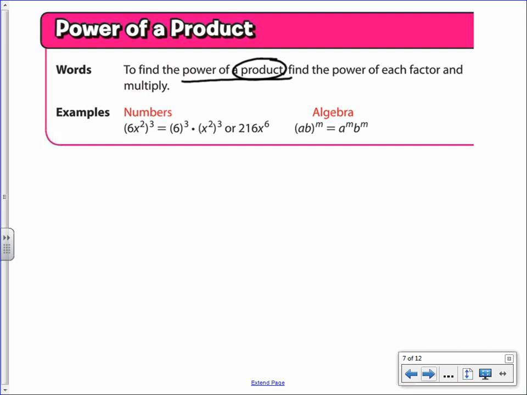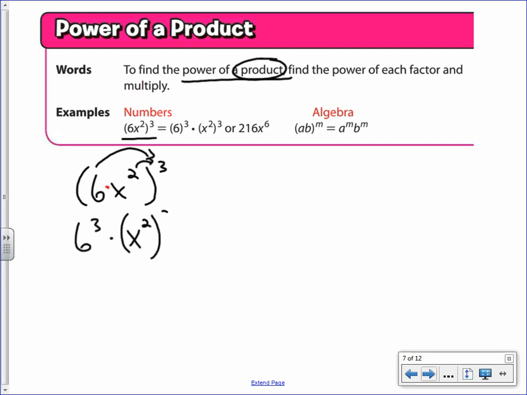Okay? So in this first example, I have 6x squared raised to the 3rd power. The way that I do it is I just take my red pen and I separate my coefficient from my power. And then I'm going to do, just like I kind of do in distributive, 6 to the 3rd times x squared raised to the 3rd power. So I've got my 2 pieces broken up. I don't break it up quite the way they do here, but this works better for me. So I have 6 times 6 times 6, which is 216.